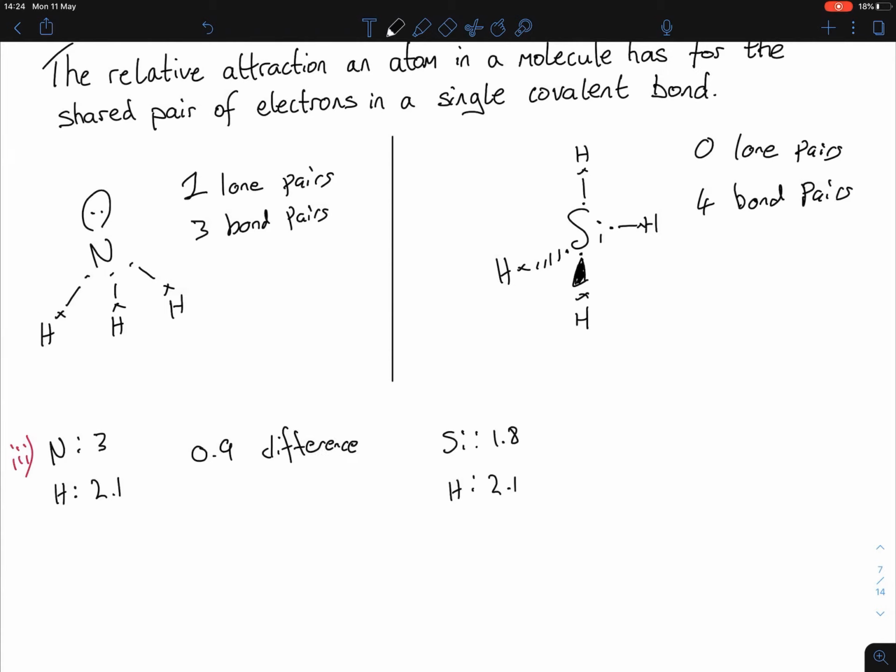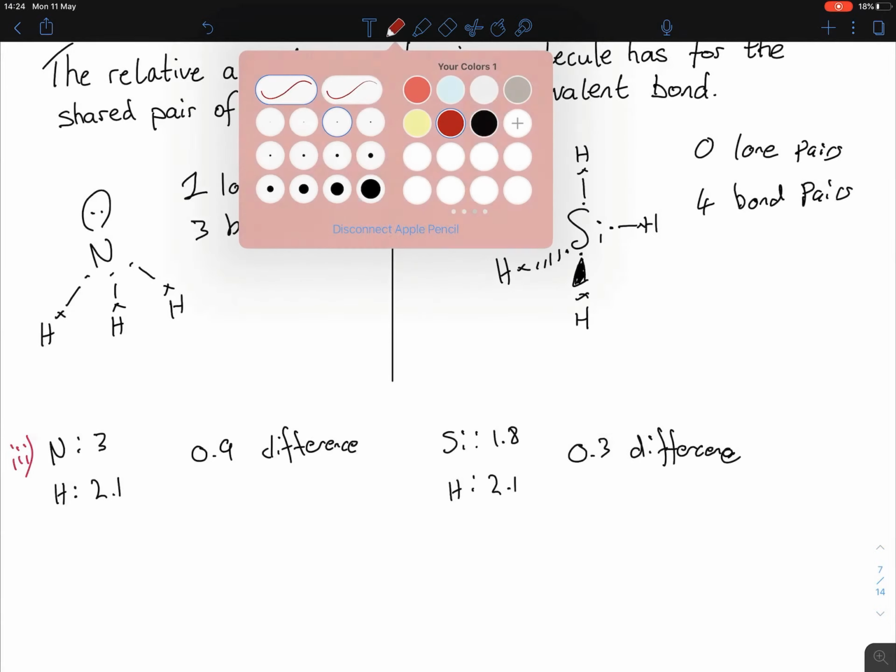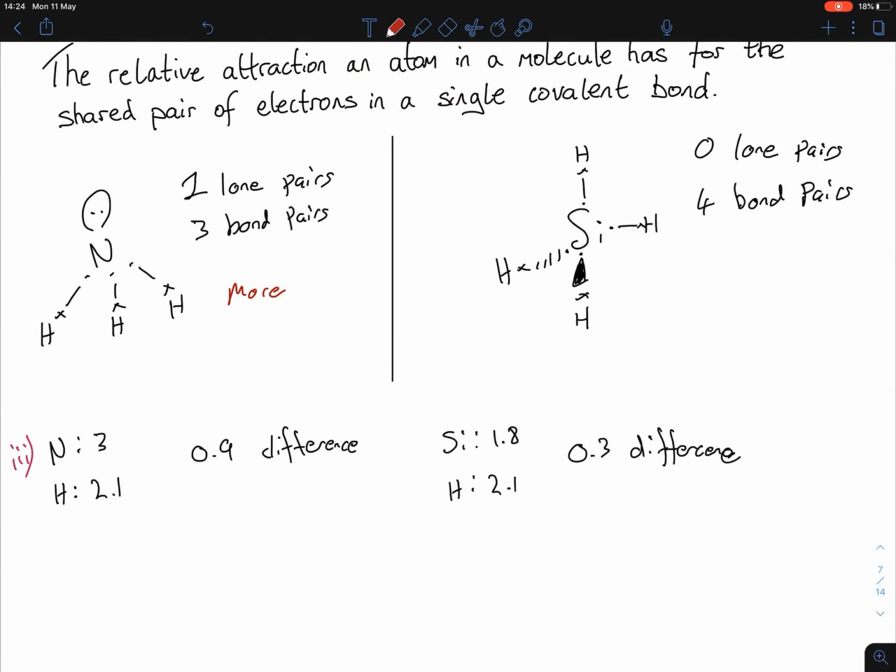And over here, if we're doing it correctly, and I'm actually going to use the calculator now just to be sure, I think it's 0.4, isn't it? 0.3. Exactly why I need to be using the calculator. 0.3 difference. So therefore, NH3 is going to be more polar, because you have a greater difference. The greater the difference, the more polar it's going to be.